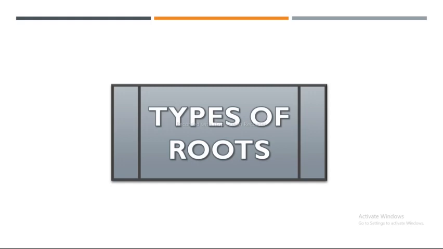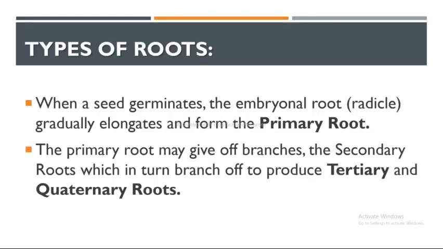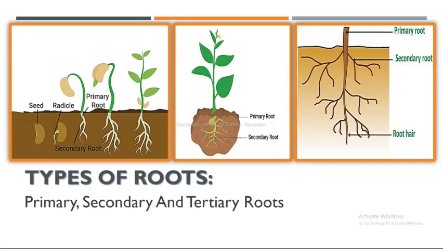So next I will discuss the types of roots. When a seed germinates, the embryonal root, which is also known as the radicle, gradually elongates to form the primary root. The primary root may give off branches. The secondary roots are formed, and these secondary roots in turn branch off to produce the tertiary and quaternary roots. So types of roots: primary, secondary and tertiary roots.